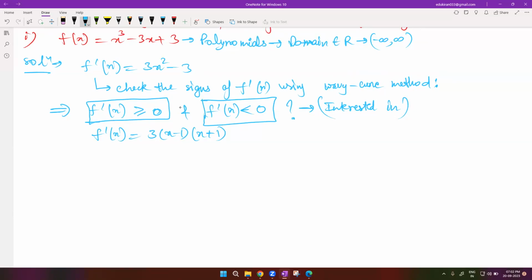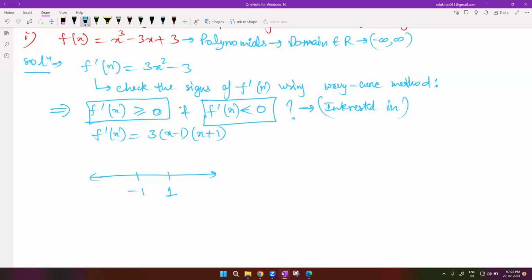Matlab, we are not using the inequality directly, but we do know that we need that inequality because we want to understand when f dash x is positive and when f dash x is negative. It means that we are interested in the sign of f dash x, right? And for that, we know how to apply wavy curve. So first we will factorize the whole expression. Now we will identify the roots of this expression. There are two roots. One is -1 and second is 1, right?